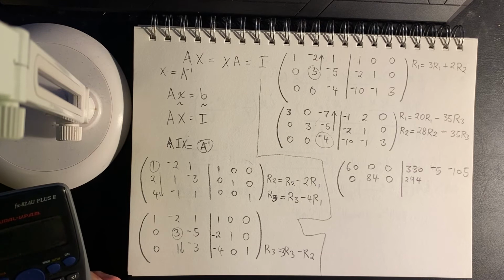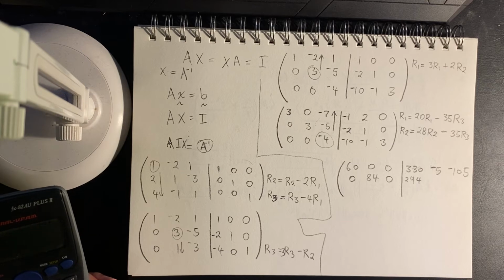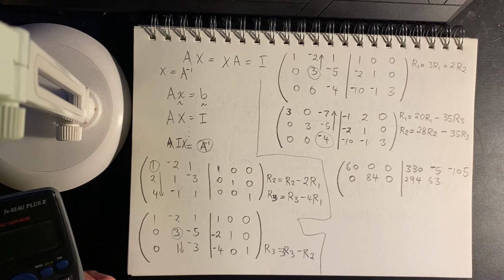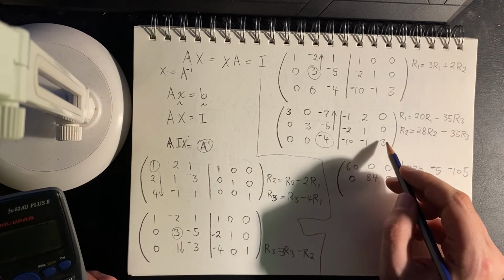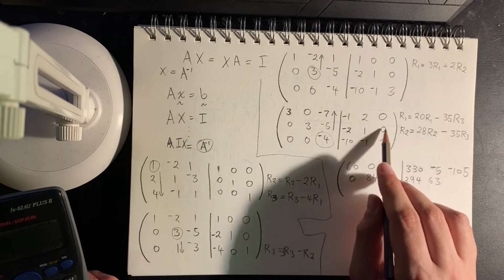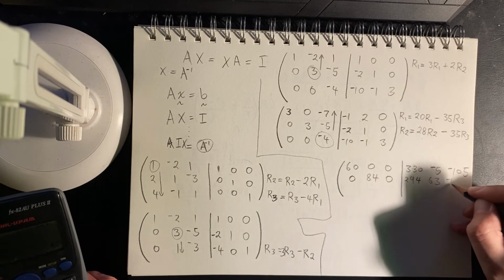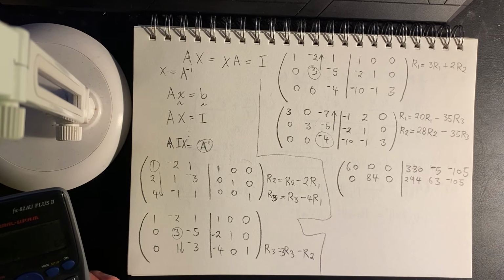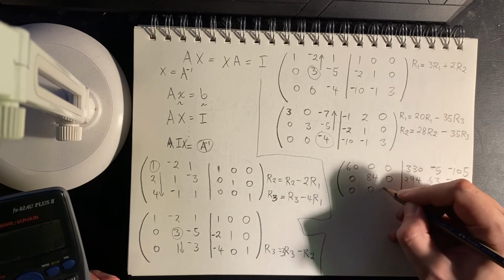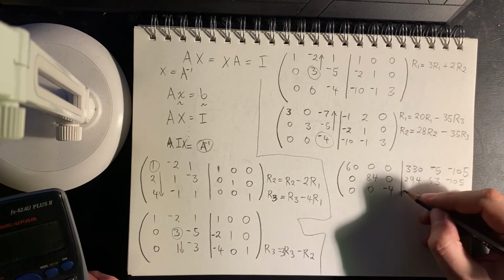And then 28 plus 35. And yes, I am using a calculator because life's too short for this stuff. Okay. And then, we're going to take 105 again. And then the last row just stays the same. So we have 0, 0, negative 4.